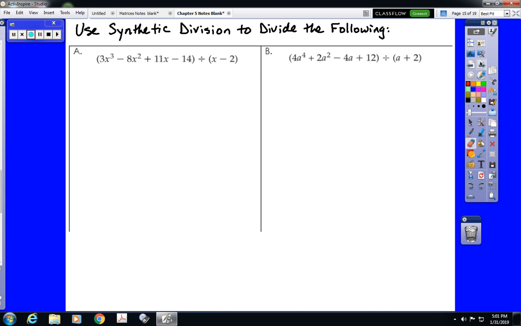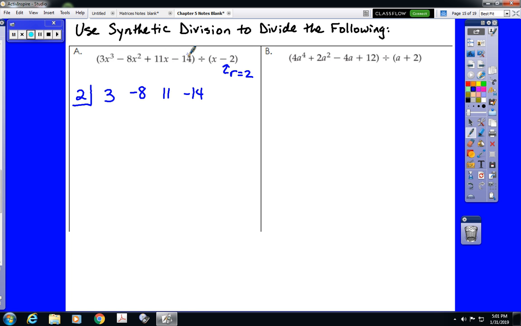So here are two more examples we're going to use for synthetic division. Again, this is in the form x minus r. So we should right away recognize that this means r is equal to 2. So we're going to put 2 in the box. And outside the box, we're going to put our coefficients, starting with our largest degree term. So 3 is the coefficient for the x cubed term. Negative 8 is the coefficient for the x squared term. 11 is the coefficient for the x to the first term. And negative 14 is the numeric term. That's all the terms we need.